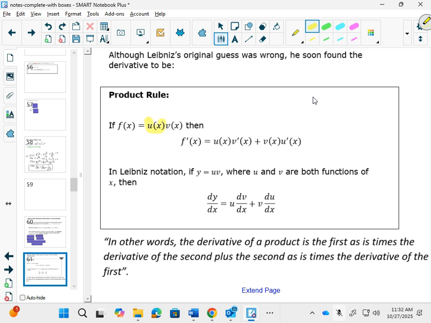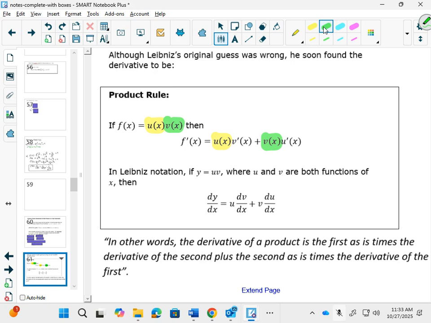So if you have one function which I highlight in yellow, multiplied by another function that I highlight in green, to get the answer, what you need to do is first, just keep the first one the same, don't do anything to it, and multiply by the derivative of the second one. And then keep the second one the same, and multiply by the derivative of the first one.